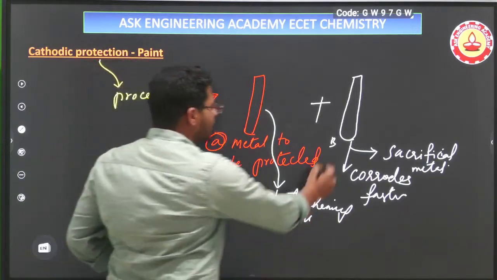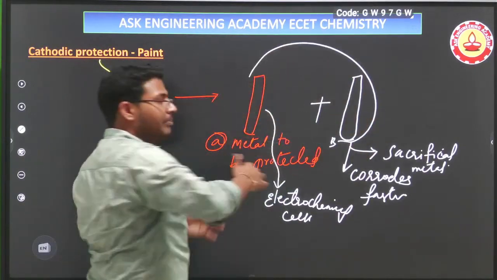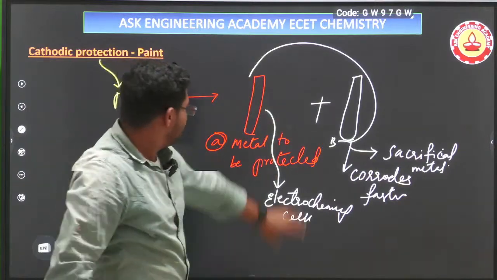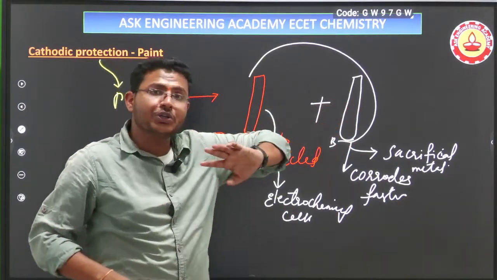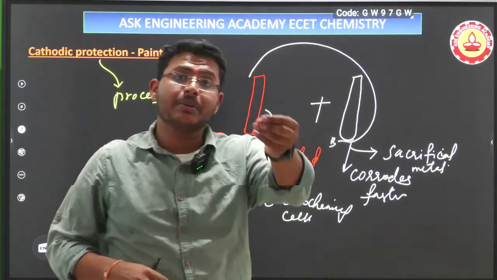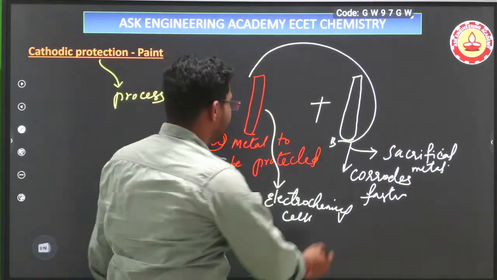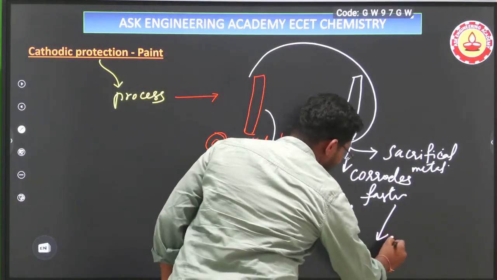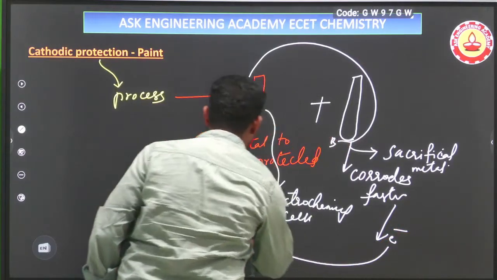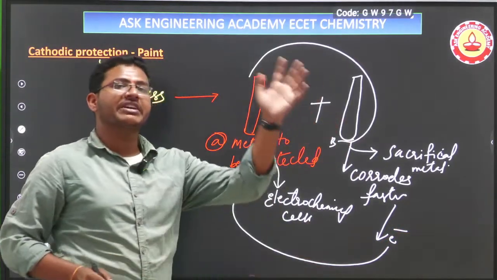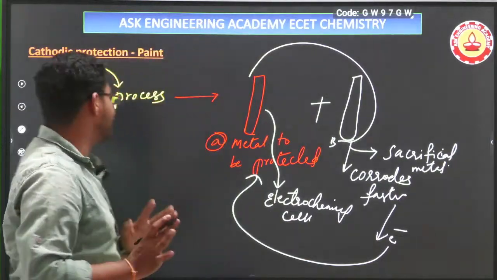Cathode. Now, this metal is also there because both metals are in a combined state. Now, this metal is going to corrode. Because of corrosion, some electrons are released. These electrons are used by the other metal to prevent its corrosion. I think you might understand this.